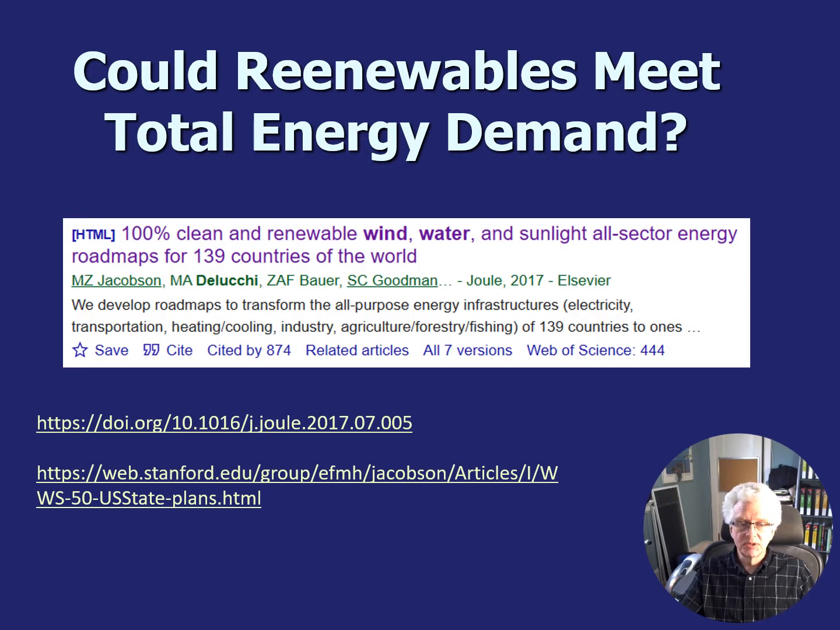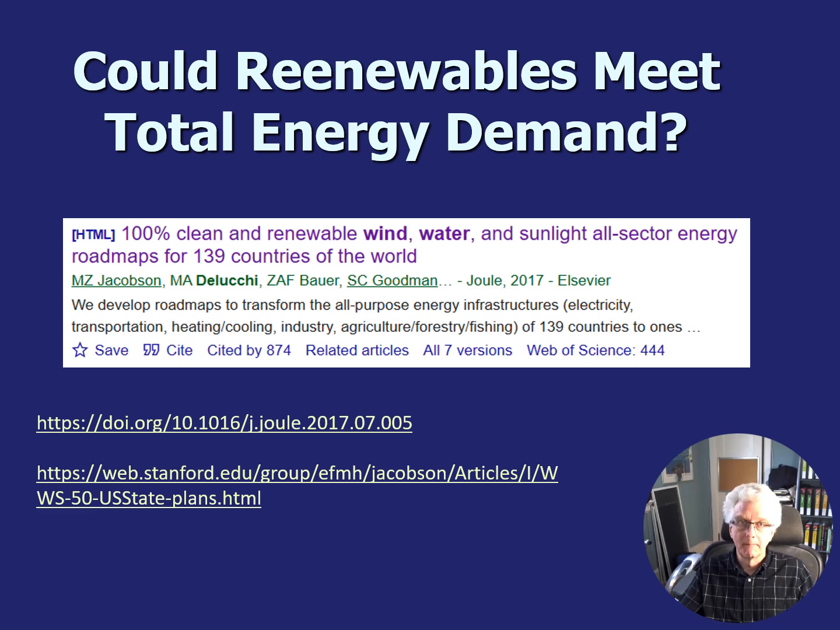And here's a citation to a more recent 2017 work by the same authors and additional people, recapping the idea that they have plans that address 139 different countries to reach 100% renewables. The DOI link is to the original article in Joule, and then the lower link is to their website at Stanford, which actually links to an earlier edition that talked about plans for each of the US 50 states.